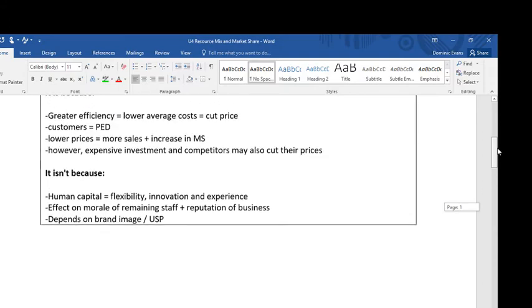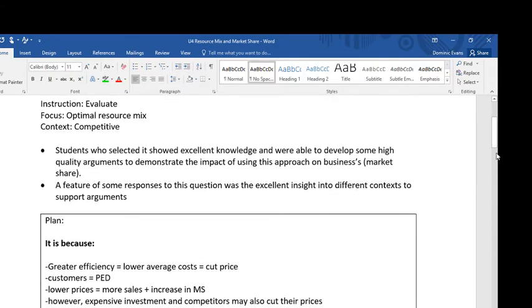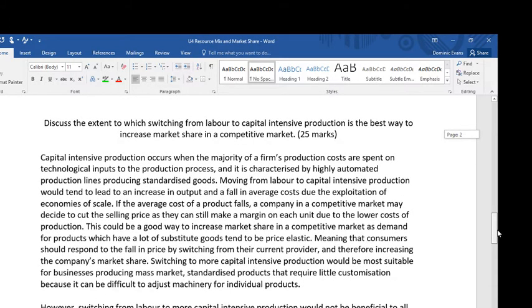Okay, I'm trying to get in here a different context, all right? I haven't named any companies necessarily, and one of the things that came out from last year's exams is that to show context, you don't need to name a company, but this is a business scenario that you could use to back up your argument about why capital-intensive production may increase market share.